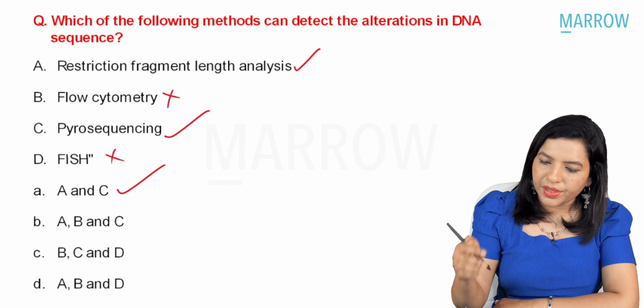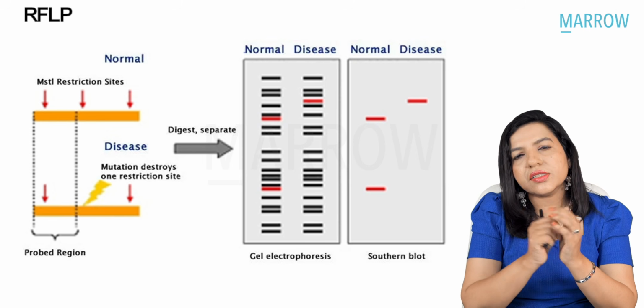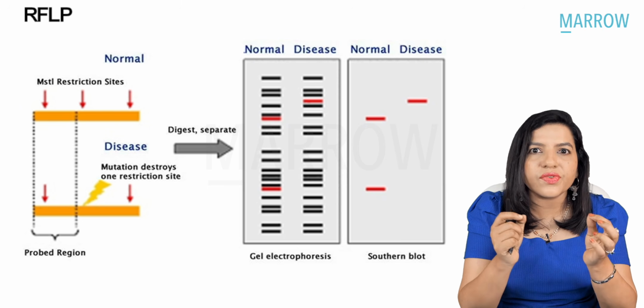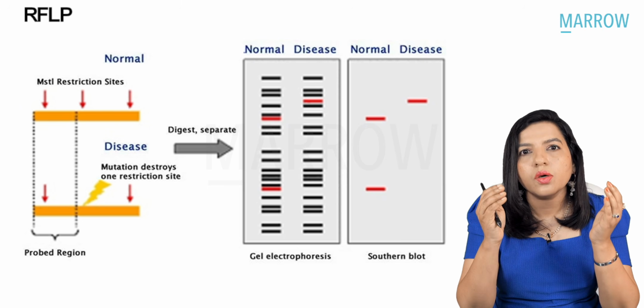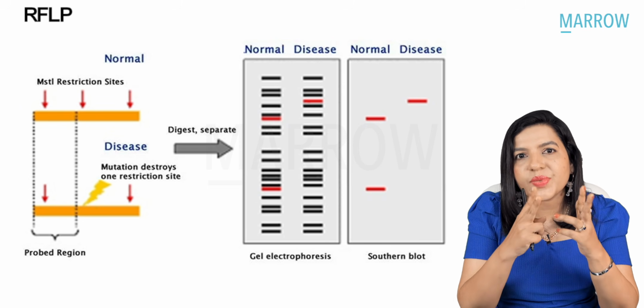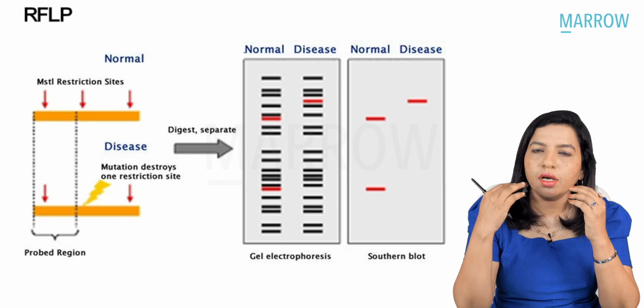We'll see one by one. So we will discuss what is this restriction fragment length polymorphism or restriction fragment length analysis. We know that restriction enzymes are enzymes which can cut at specific palindromic sites.